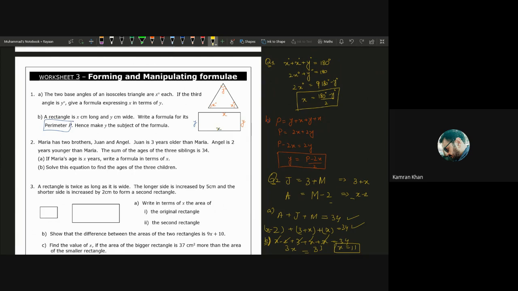So we have the sum of the ages of the three siblings, that is 34. Exactly. We can add Angel plus John plus Maria's age, that is equal to 34. Then we have written down the values like x minus 2 plus 3 plus x, etc., putting the values in terms of x, which is equal to 34. Then we have simplified it. Okay, that's fine.